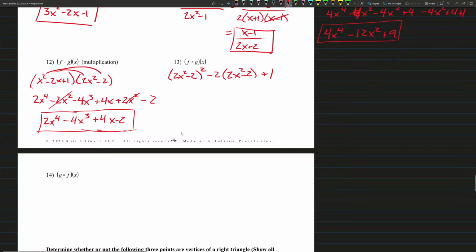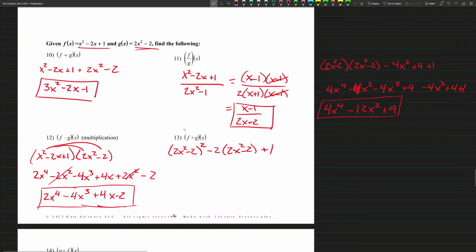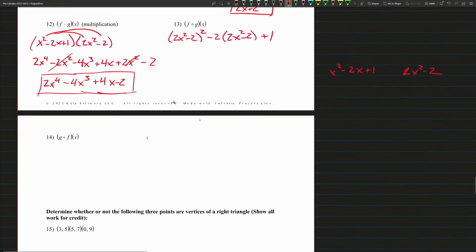And then we go the reverse way. Okay, so x squared minus 2x plus 1 and 2x squared minus 2. So for the other one, we do g of f of x. So now f of x is the input to g. So this is going to be 2 times f of x squared minus 2. And then we just have to FOIL that.